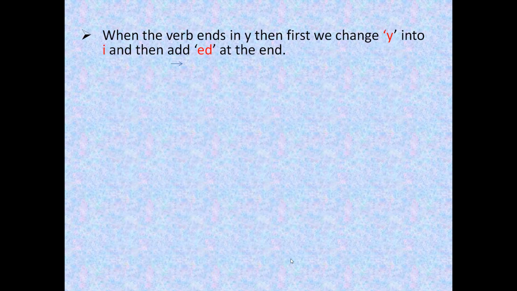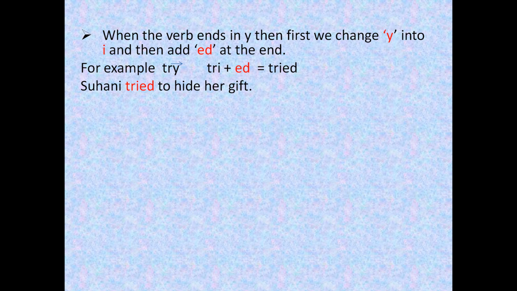When verb ends with y, then here first we change y into i and then add ed to it to make past form. For example, try. In try, last letter is y, so first we will change y by i and then add ed to it. The past form is tried. She tried to hide her gift.